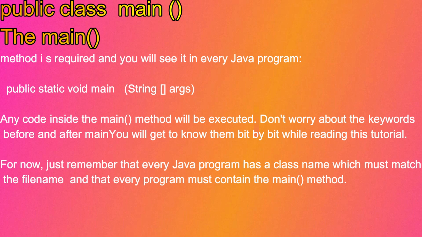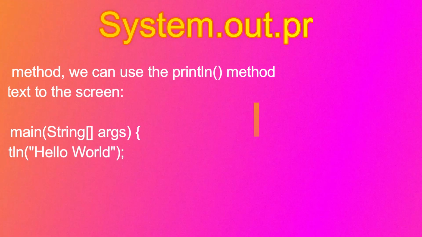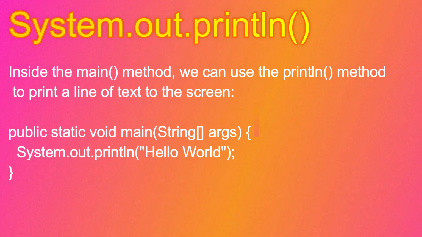Don't worry about the keywords before and after main. You will get to know them bit by bit while reading this tutorial. Inside the main method, we can use the println method to print a line of text to the screen. Public static void main(String[] args), System.out.println("Hello World").